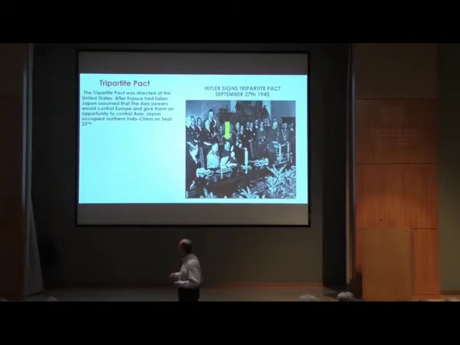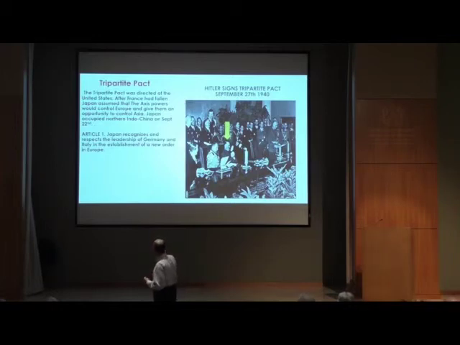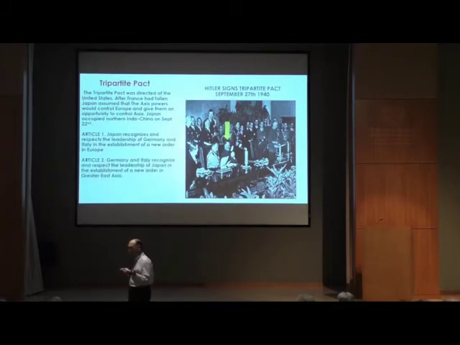only to prevent more supplies getting into the Chinese. And here are the Tripartite Pact Articles. Article 1, Japan recognizes and respects the leadership of Germany, Italy, in the establishment of a new order in Europe. And, in reciprocation, Germany and Italy recognize a new order in Asia.